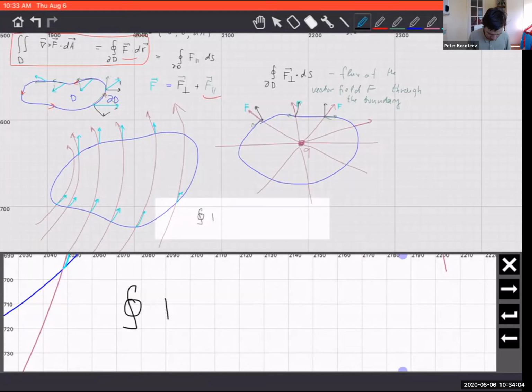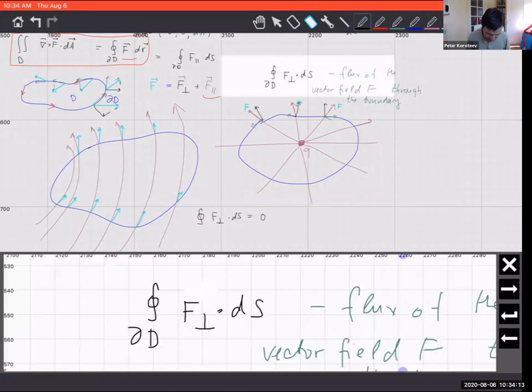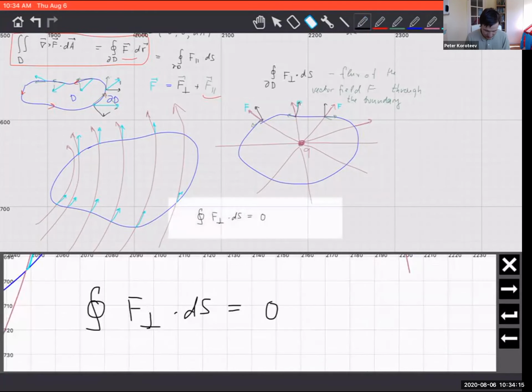in this situation. There's no vector over here because we already projected it out.